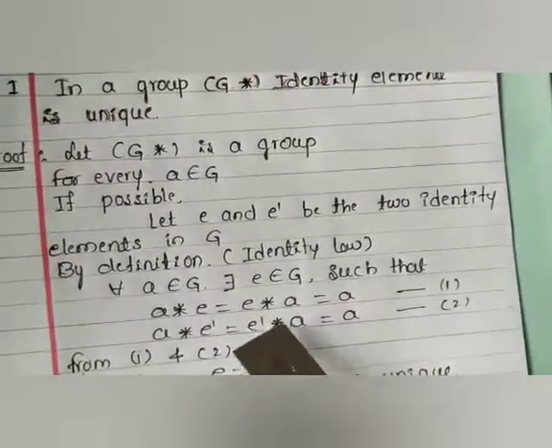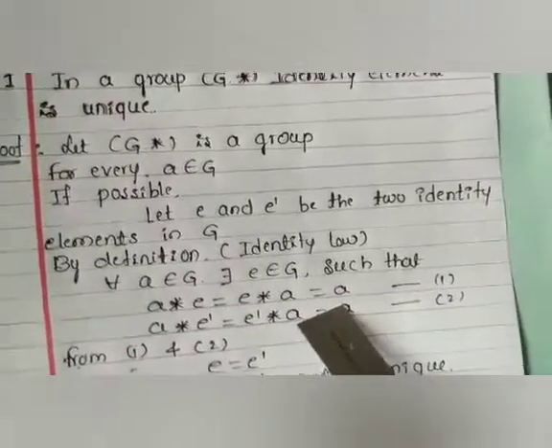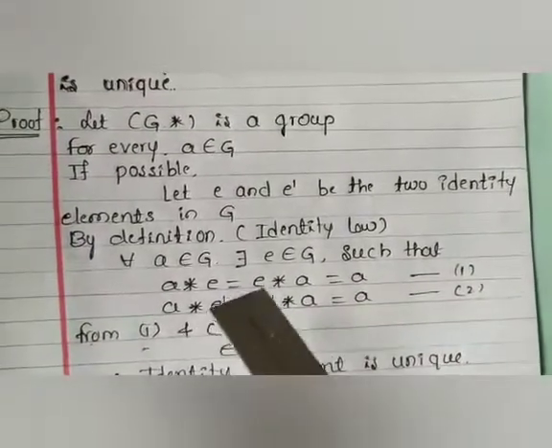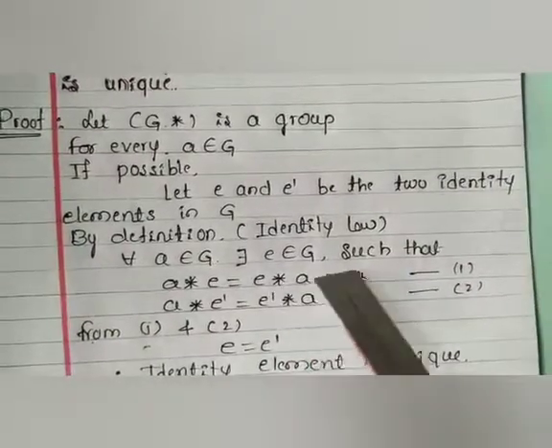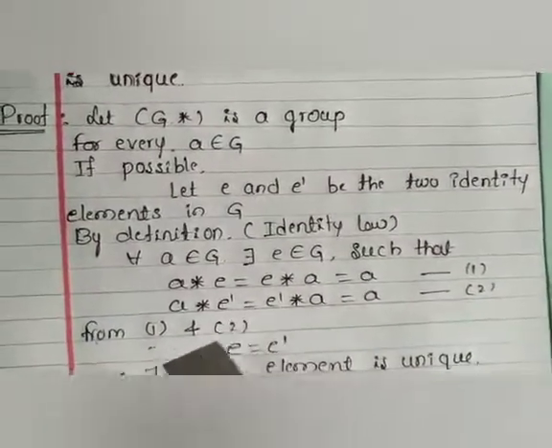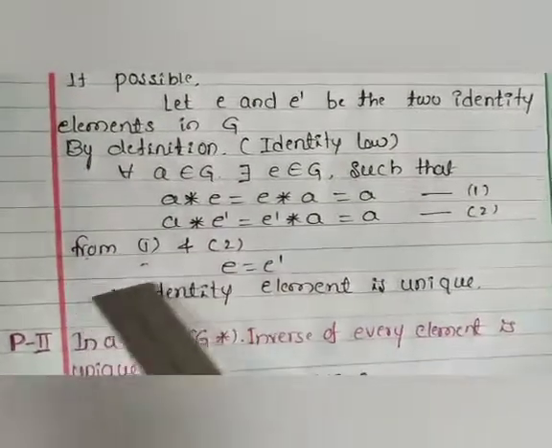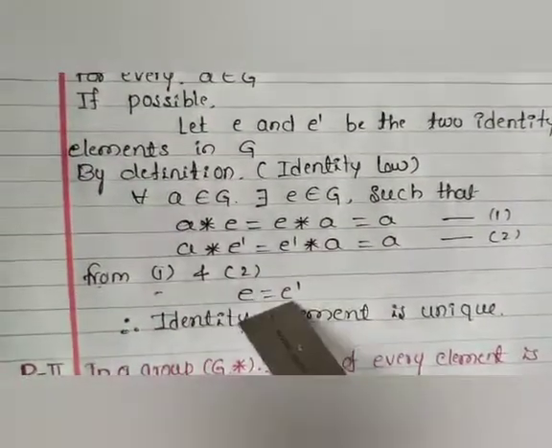I operated E dash to A, and it remains the same. But it clears, that means E and E dash operated to A remain the same. That means E and E dash are equal. From 1 and 2, it is very clear that E and E dash are equal.